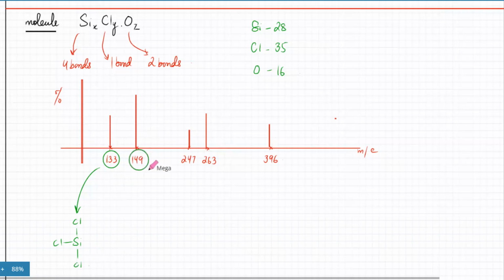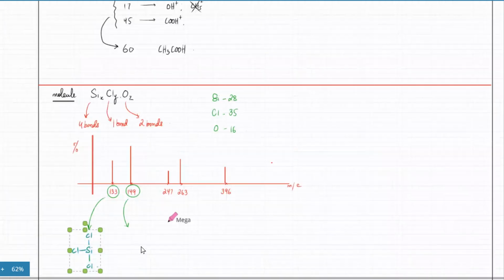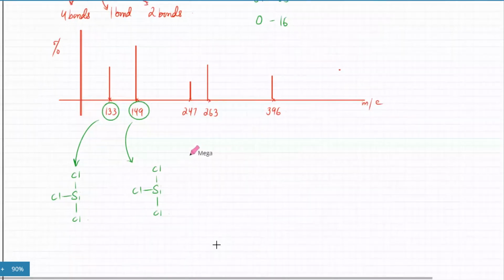It's a difference of 16, right? Yes sir, 16. So this one is just going to be a slightly bigger fragment. It's going to be the same molecule, which is 133. And what do you have to add to it? You just have to add 16, which is oxygen. So all you have to do is add one extra oxygen over here. So that's it.